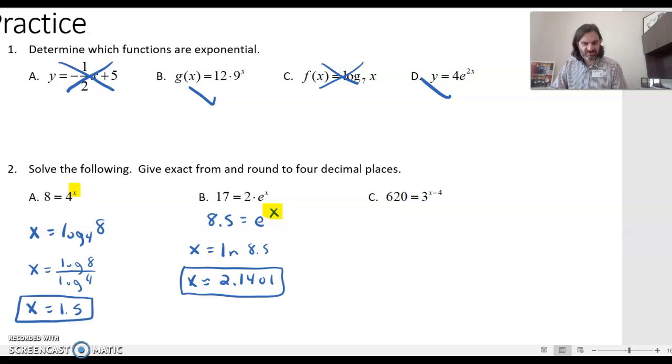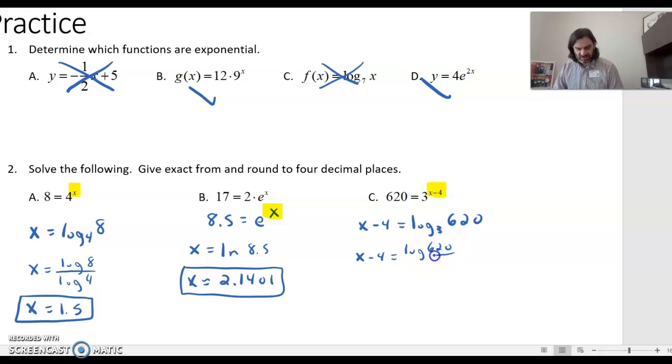The last one over here, 620 equals 3 to the x minus 4. So we need to get that x minus 4 out where we can work with it. So we'll change it to a log form. X minus 4 equals log base 3 of 620. So we need to change a base again. So x minus 4 equals log of 620 over log of 3. So we'll put that in our calculator.